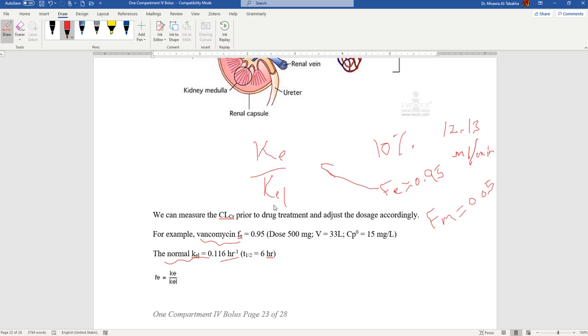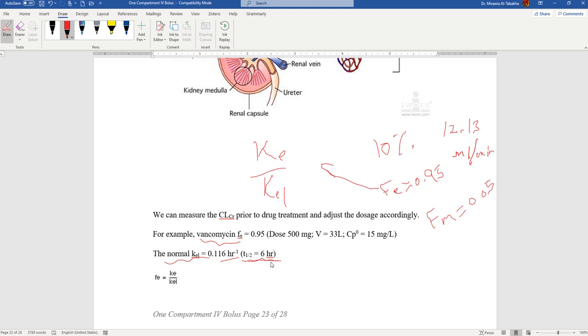Now what I need you to do is tell me, for this patient who has a big problem in his kidney because it's only 10%, he has kidney failure, what will happen to the half-life of the drug? What do you expect to happen?